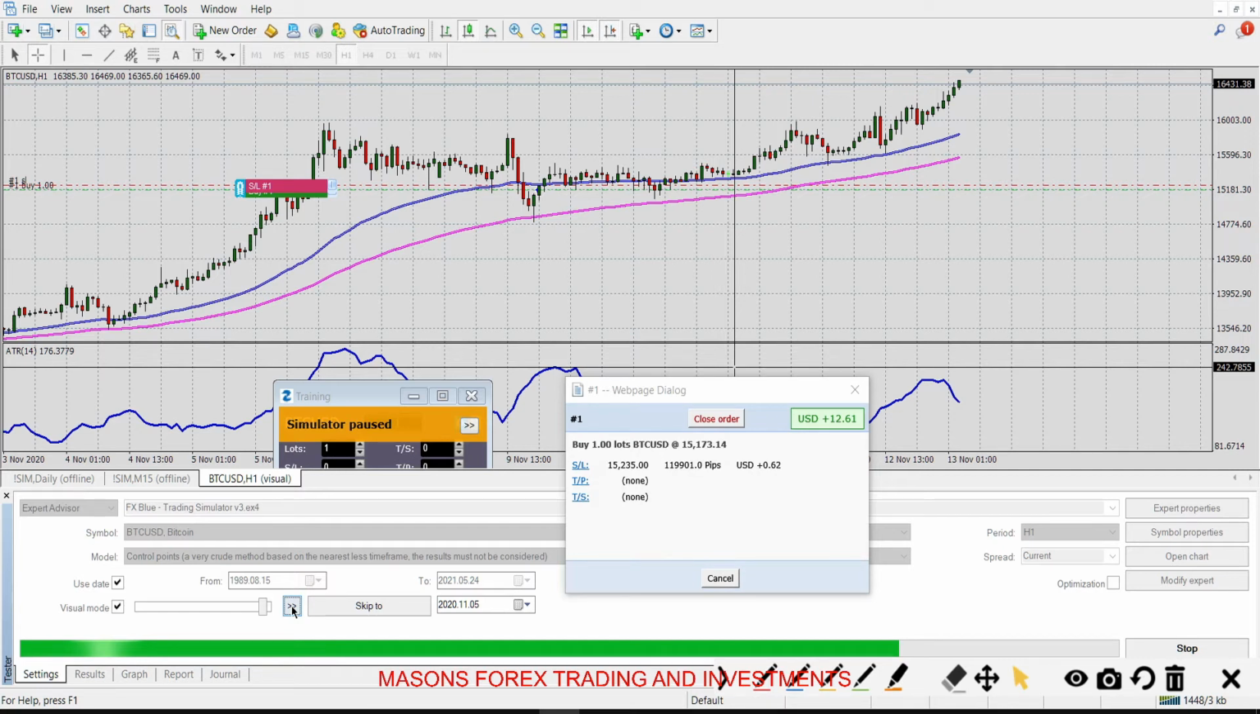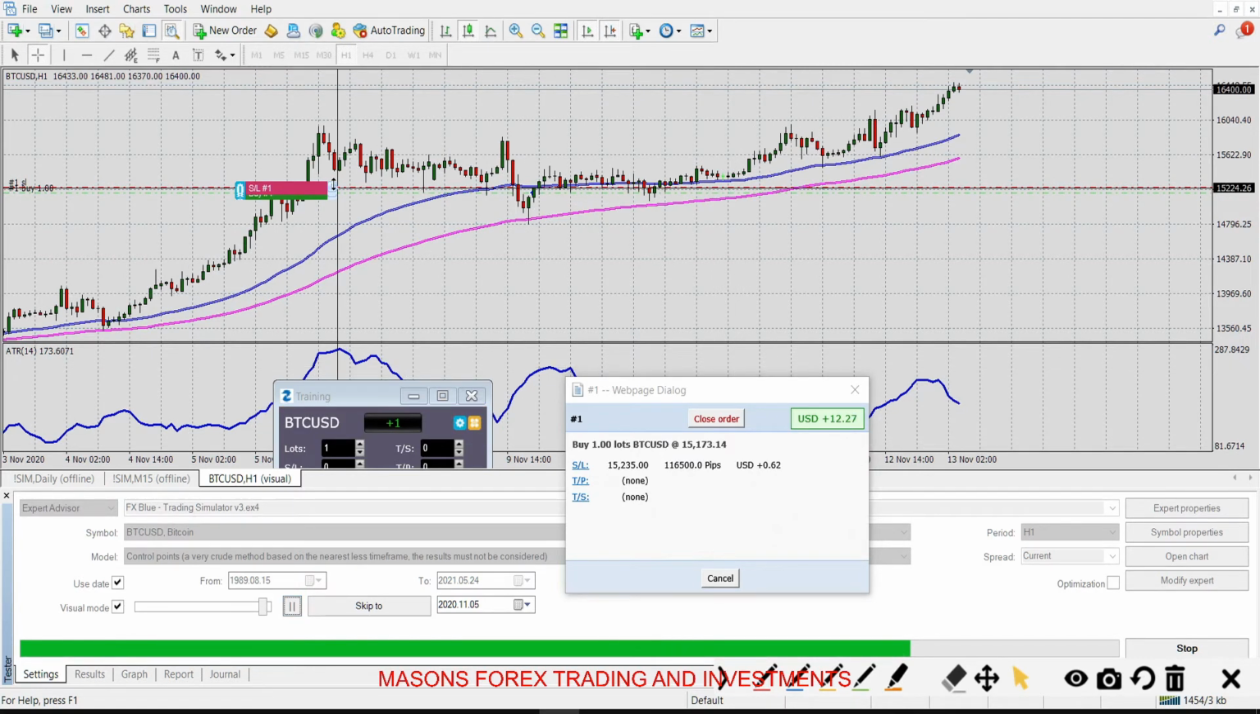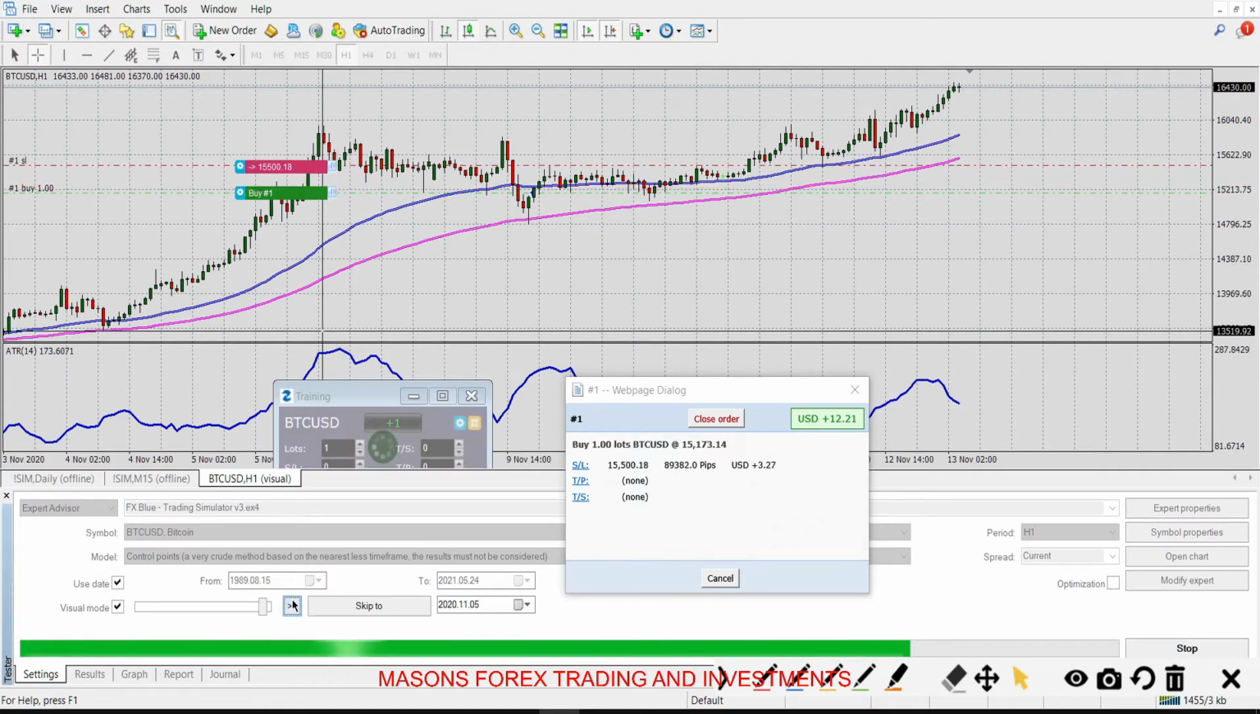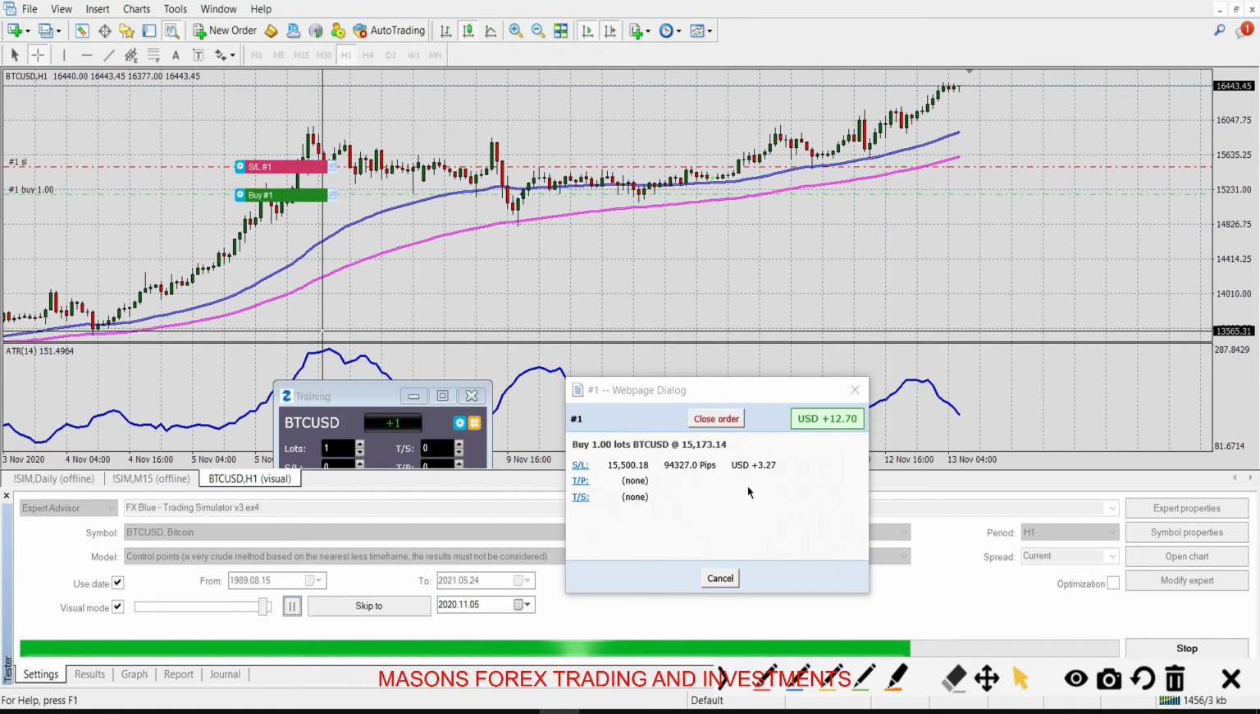Okay, we're now up $12.27. We can trail our stops, lift the stop loss higher, protect our profits. So if you look at here, we have plus 3.27, so that will be the minimum that we'll take away from this trade.